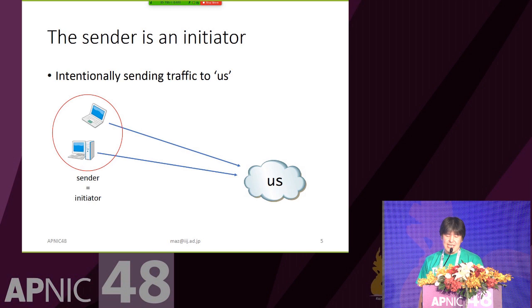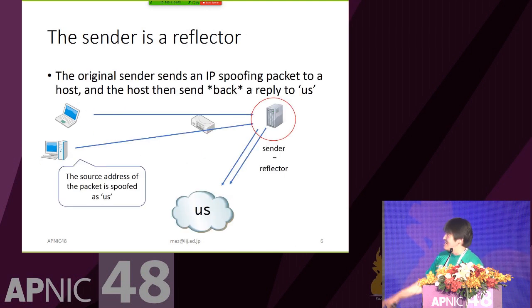So this is a model. The sender is an initiator of the packet. They are intentionally sending traffic to us, like scanning, trying to access some port on the network here, or a reflector. They are sending a bunch of packets toward the victim over there, like IP spoofed NTP traffic.